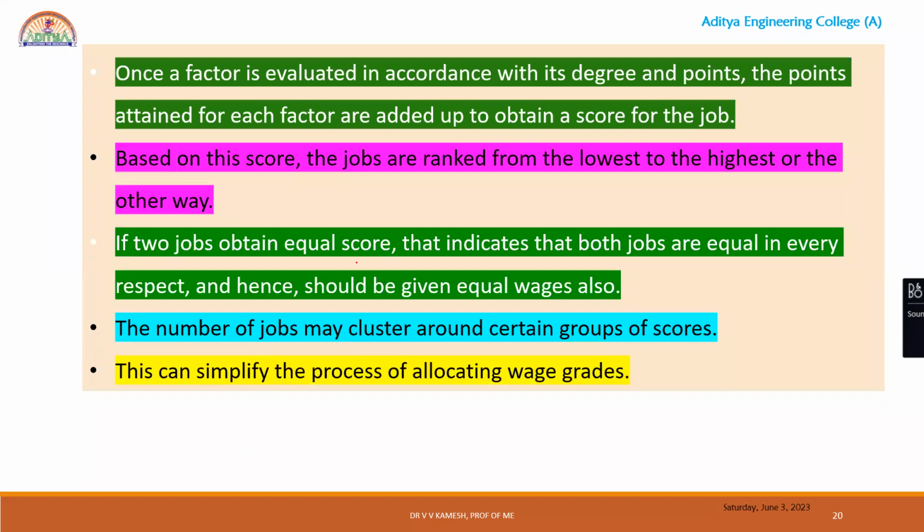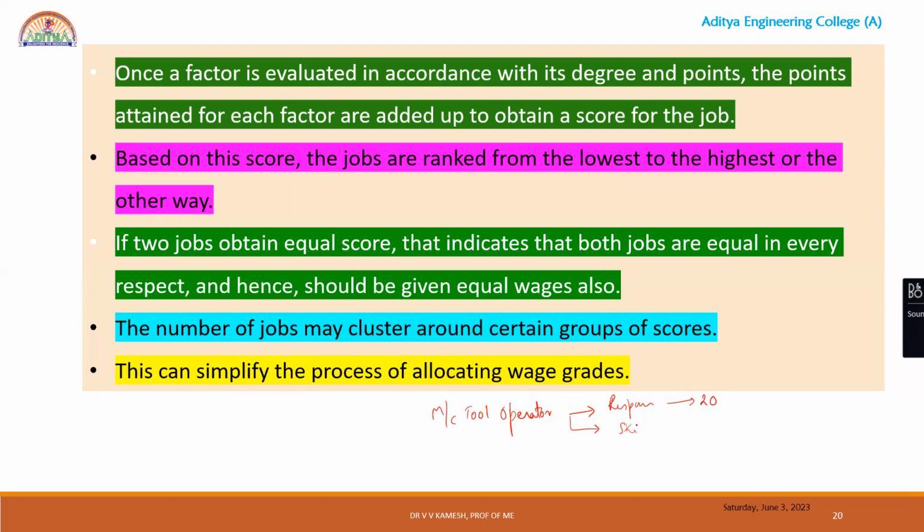So what we will do? Once a factor is evaluated in accordance with the degree and the points, the point attained for each and every factor is added to obtain a score for the job. Suppose I'm having some machine tool operator. So in the bottom I'm writing, right? So we are having some subfactors. So regarding the responsibility, the job may be 20 points, right? So machine should be taken care of with third degree. So 20 points.